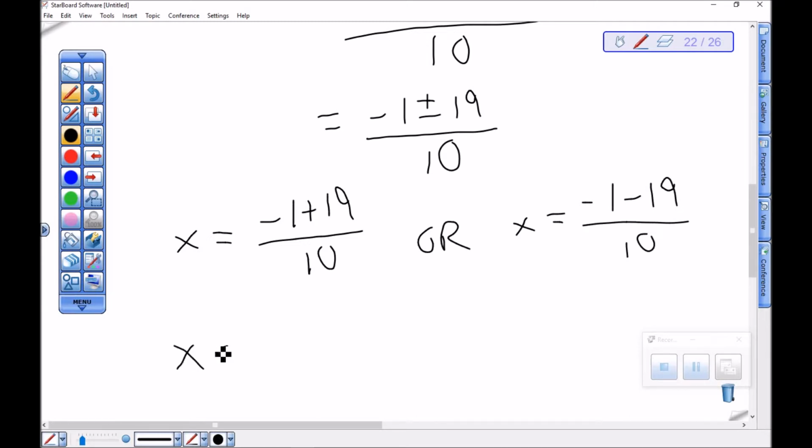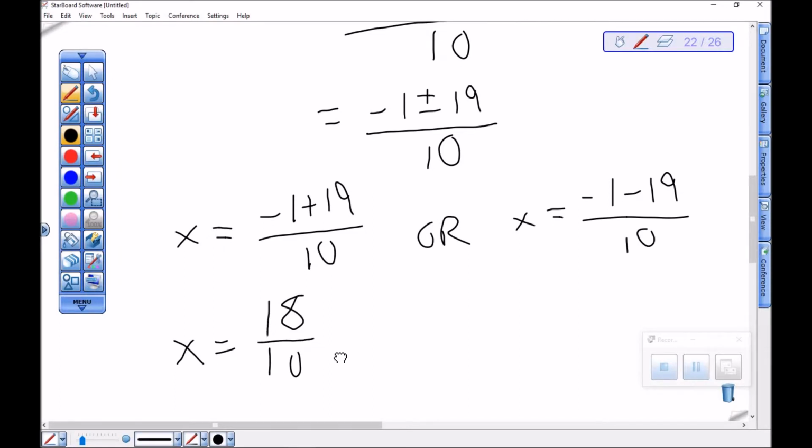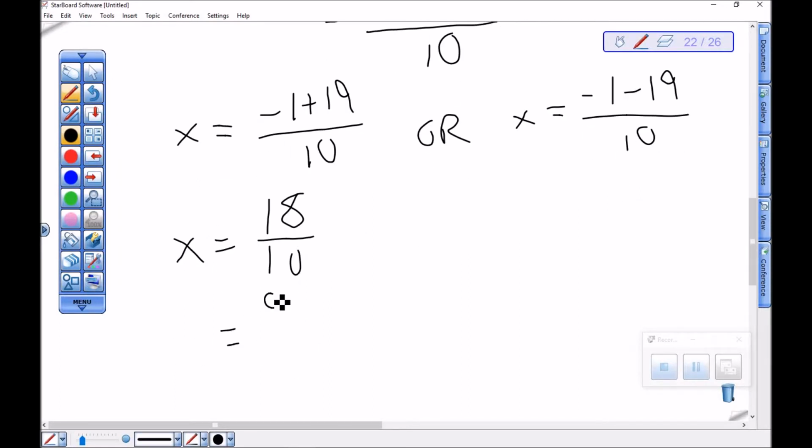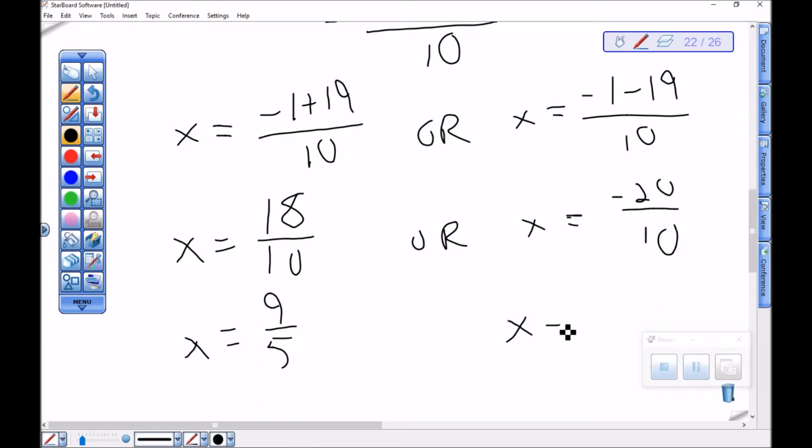Negative 1 plus 19 is 18. 18 tenths is the same as 9 fifths. Or, over here, negative 1 minus 19, so if I'm at negative 1 and I go down 19 more, I'm at negative 20, and negative 20 tenths is negative 2. So I got 9 fifths or negative 2 for my answers.